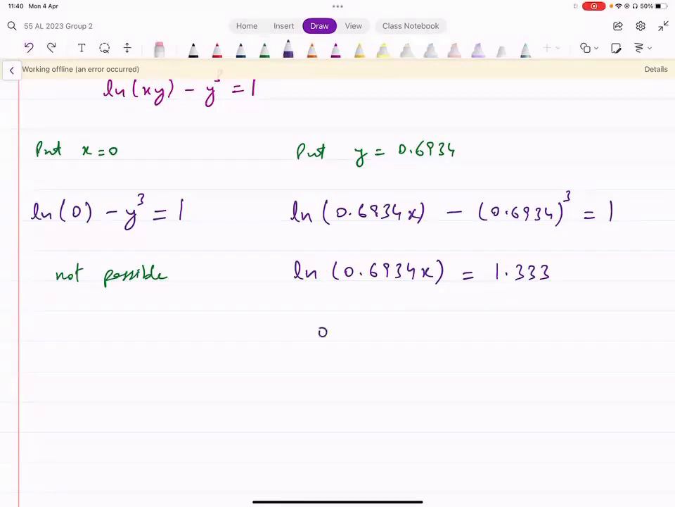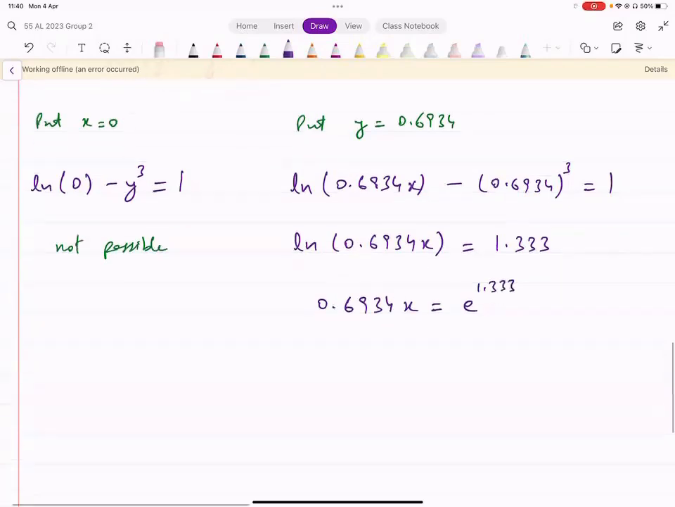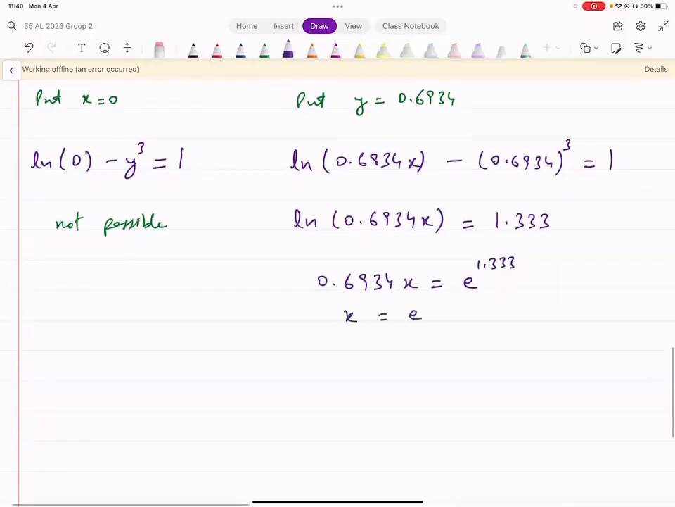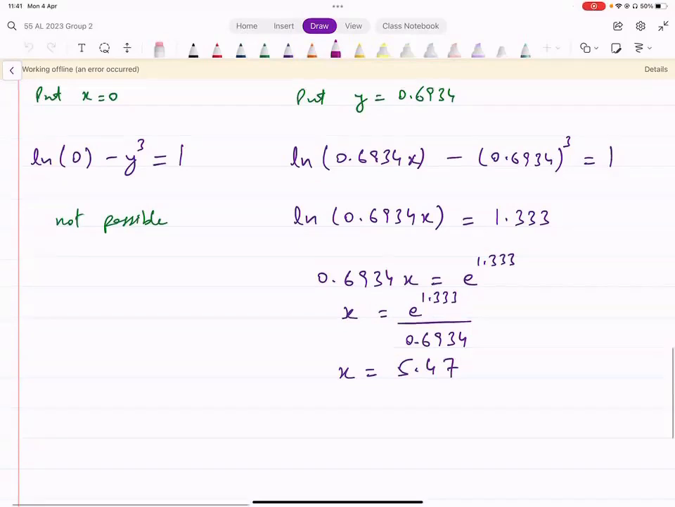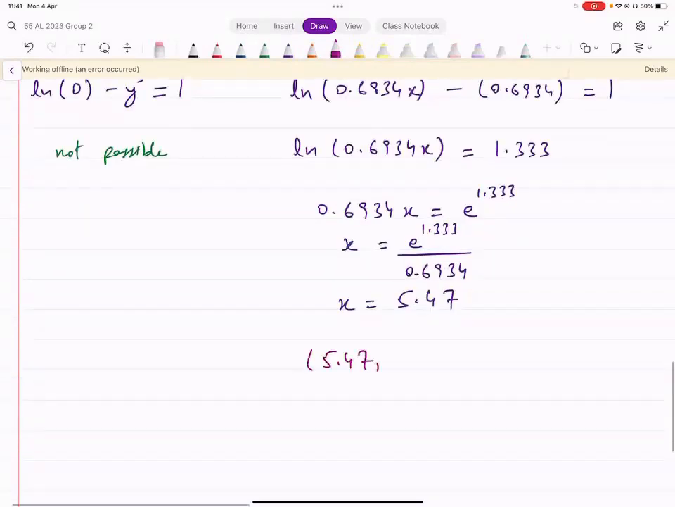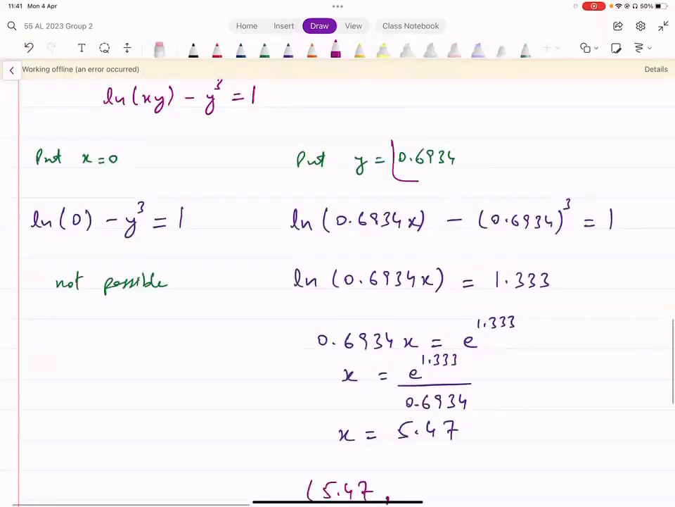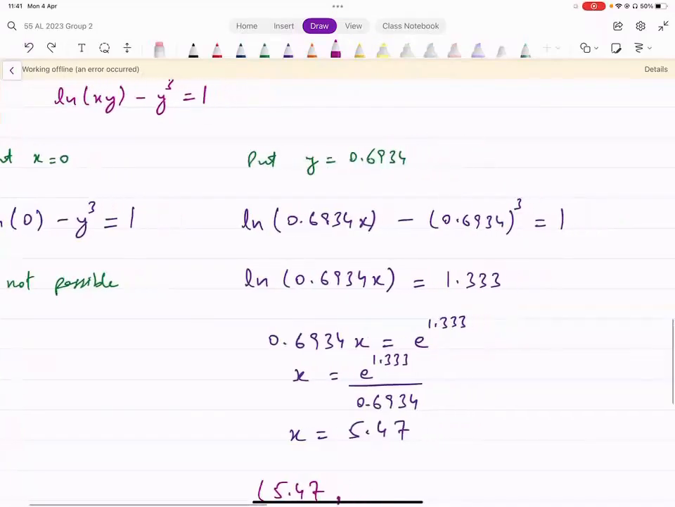And that gives you 0.6934 x equals e raised to power 1.333. Now you can solve this on your calculator. E raised to power 1.333 divided by 0.6934. And that's going to give you a value of x, 5.47. ये x की value आ गई. Now this is the point that we were looking for. X equals 5.47 and y equals 0.6934. But now this is our final answer.